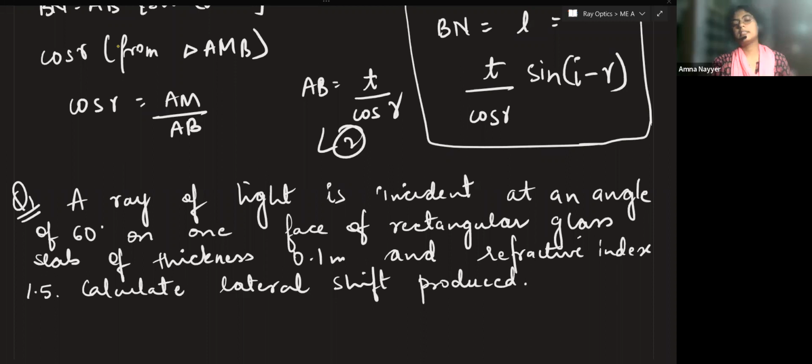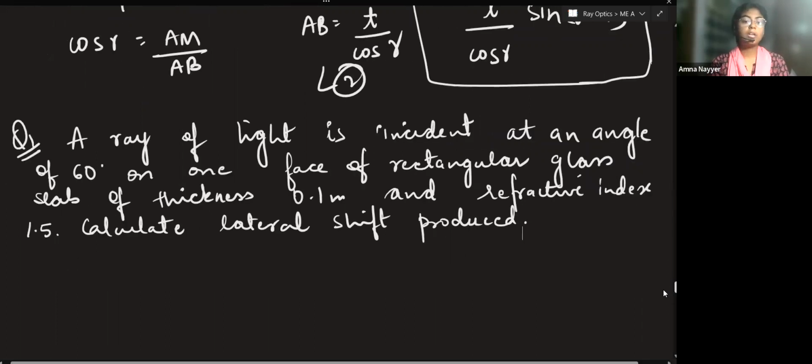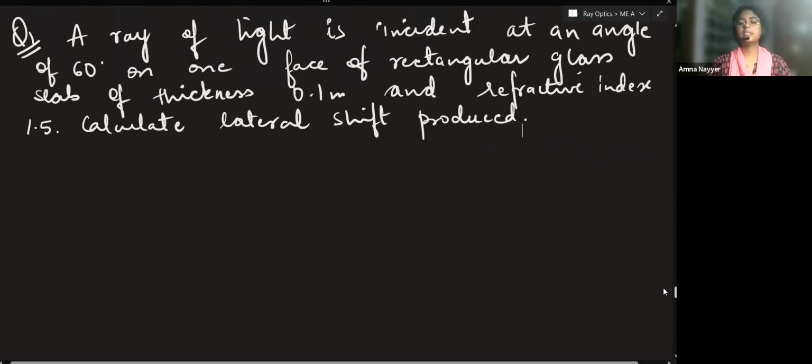See one thing, class. Here the ray of light is incident at an angle of 60 degrees, thickness is 0.1, refractive index is given. Fine. All right, class. Angle of refraction is not given to you. In the formula that we write here, T by cos r, the angle of incidence is required, but you require the angle of refraction as well. So for the angle of refraction, we can use Snell's law easily because your refractive index is provided.